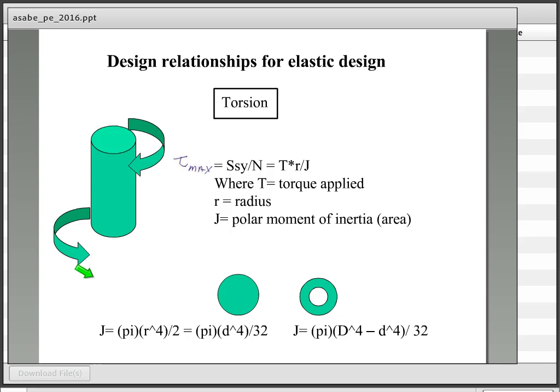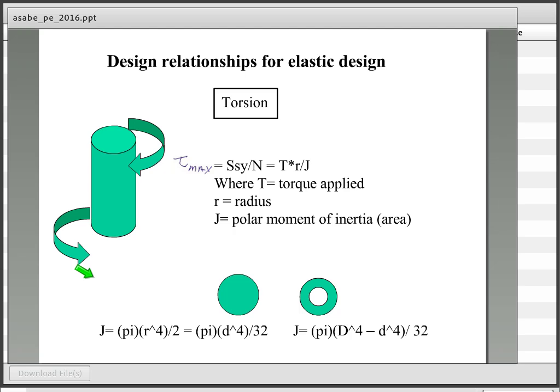All right, moving on here. Let's look briefly at the stress due to torsion. The torsional stress would be the shear stress. That is the yield stress in shear divided by our factor of safety.